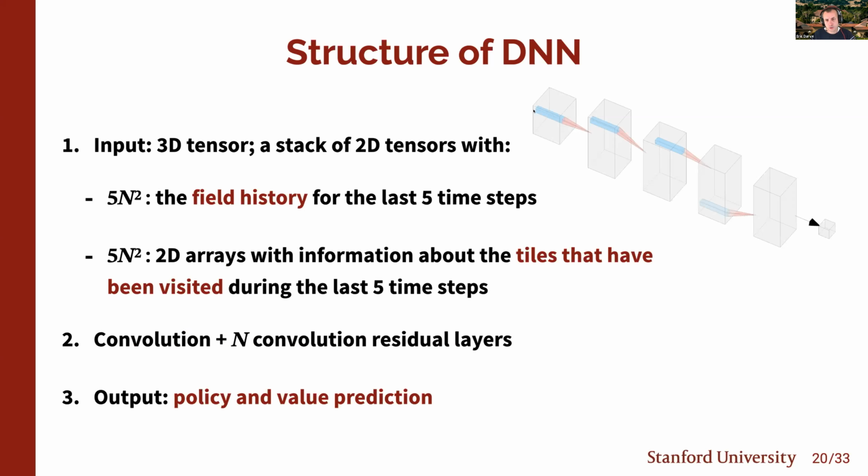This is the usual case in deep neural networks and convolutions: the way you stack things doesn't matter. However, of course, the features you pick matter, like picking the temperature history for the last 5 time steps and the tiles that have been visited during the last 5 time steps. But the way you stack up the boards has essentially no impact on the performance of the algorithm.